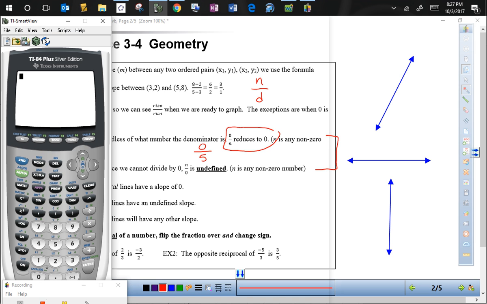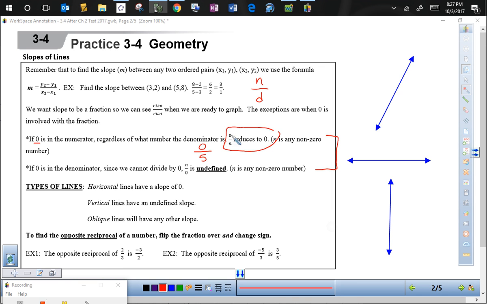Okay, so 0 divided by 5 should be 0. Hit enter and it works out for us. If the 0 is on top, we're okay, and it's just 0. Now, let's talk about what a 0 on top means graphically. 0 on top means we have 0 rise. Between my 2 points, there's no rise.